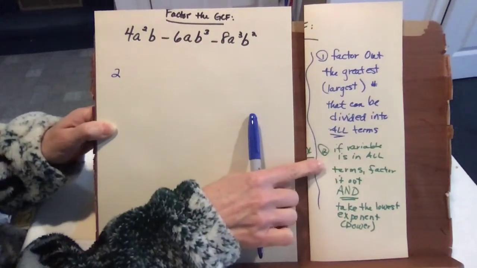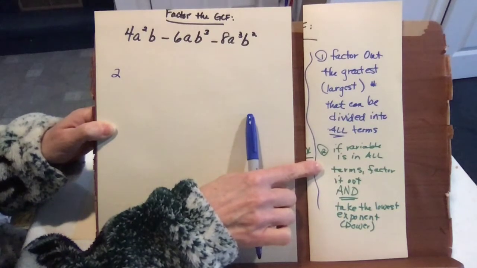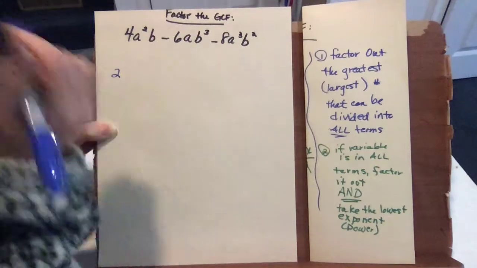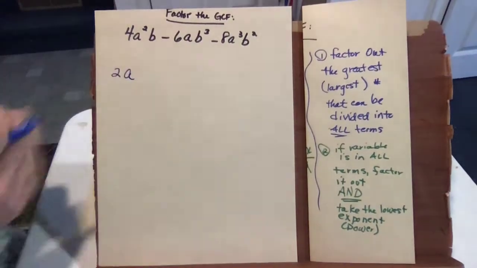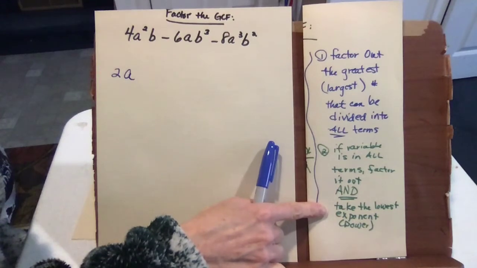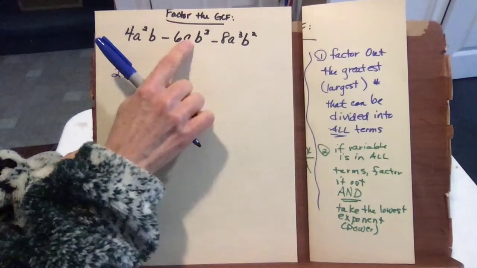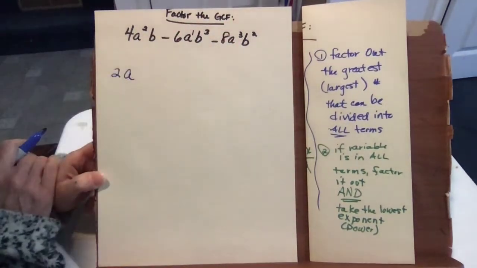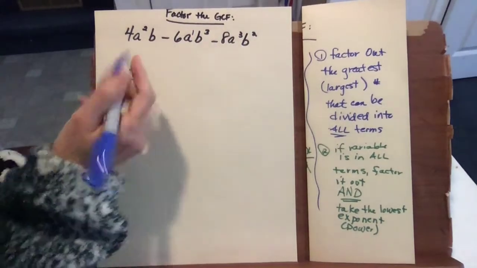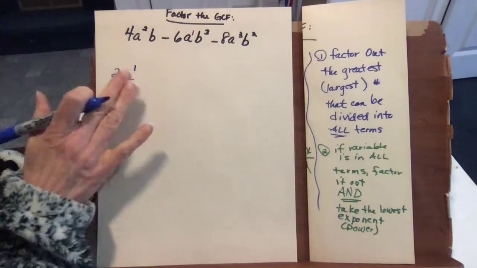Next, if a variable is in all the terms, factor it out. A squared, a, and a cubed. A is in all the terms, we're going to take it out. We're going to take the lowest exponent of a. That's a squared. This one's a 1, so write it if you don't see it. And this is a cubed, so a 3. The lowest power we're going to take is a 1, and I'm going to write it here so we can just see it.